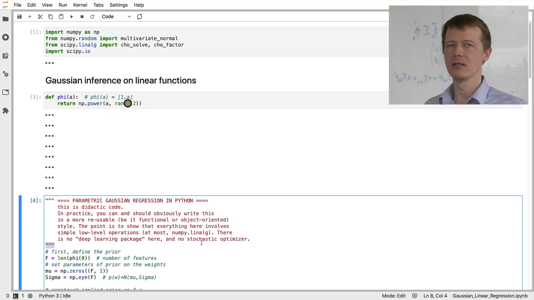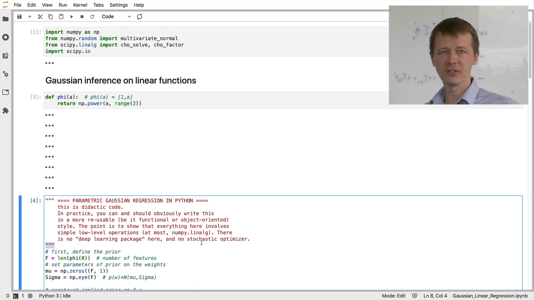This weirdly means that we take the power of a to the range of 2, which is the range of 0 and 1. And okay, that's our feature function. That was pretty straightforward. Now we need to have our prior.